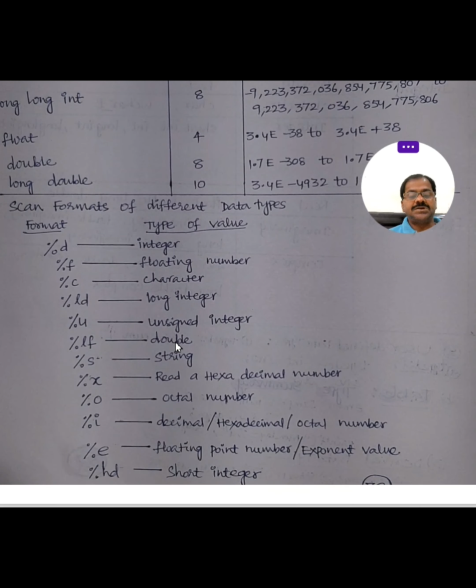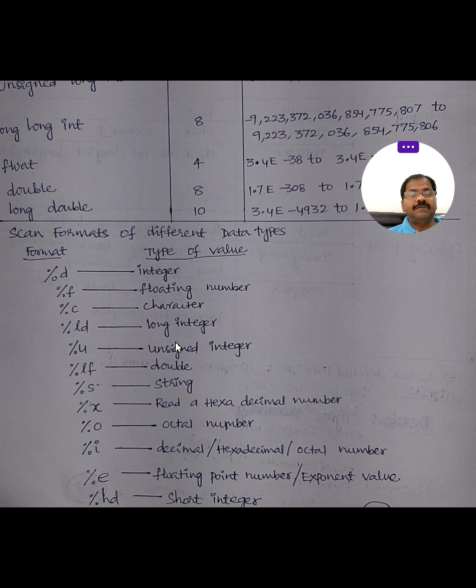You see here, these are the format specifiers for the integer, percentage d, float, percentage f, character, percentage c, long integer, percentage ld, unsigned integer, percentage u. Signed means plus or minus values. Unsigned means only positive values. Double, percentage lf, string, collection of characters, percentage s. The string is not a basic data type, it is a derived data type.